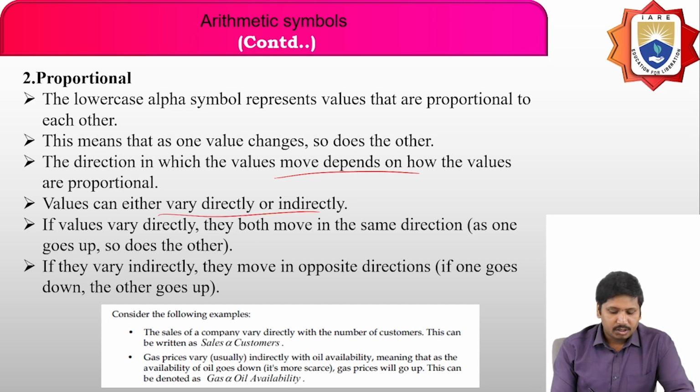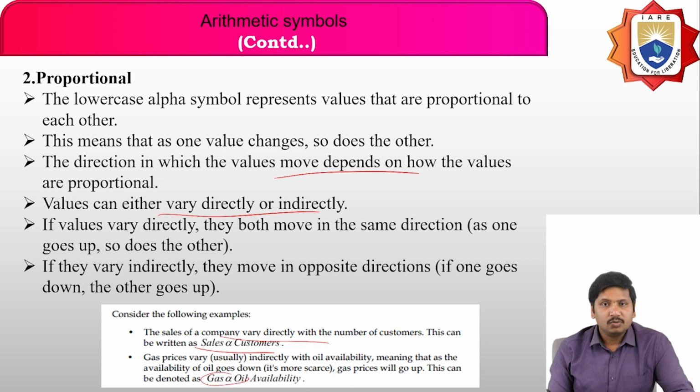Suppose we consider an example where the sales of the company vary directly with the number of customers, then I can write sales directly proportional to the customers. Similarly, the price of gas is going to increase constantly along with the oil, then it should be called a proportional.